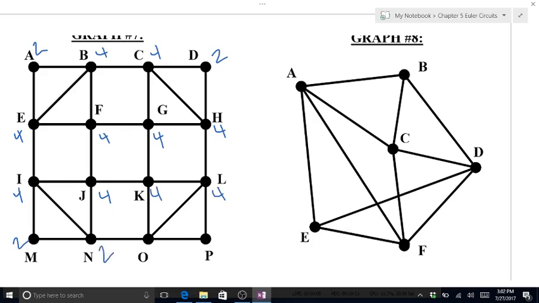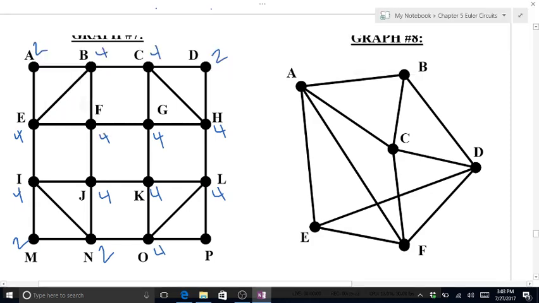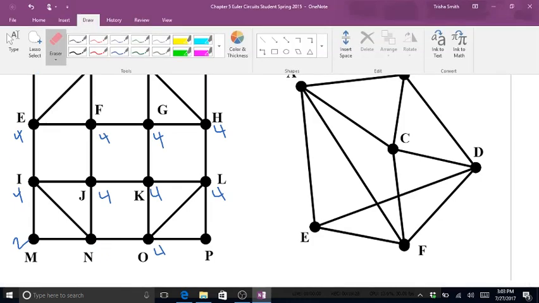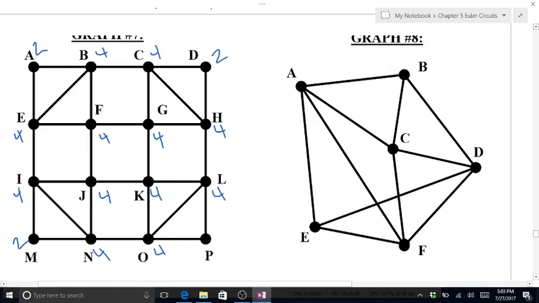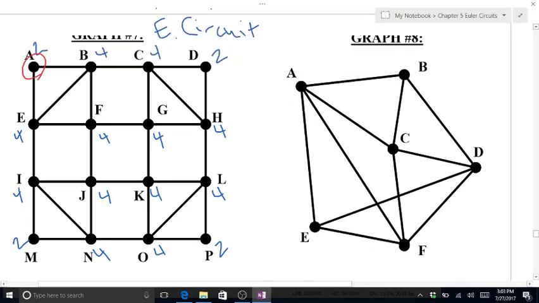N is 2. O is 4. I'm sorry, N was 4. Apparently I cannot count today, guys. N was 4. P is 2. So everything is even here. We should have a Euler circuit. Okay, and according to my instructions, I need to start at point A.